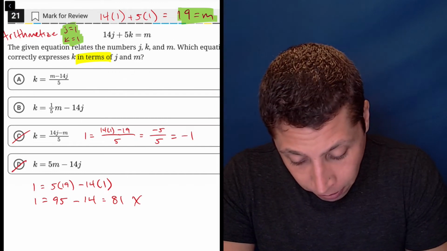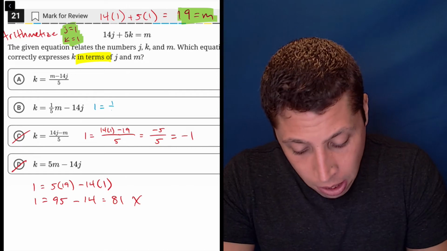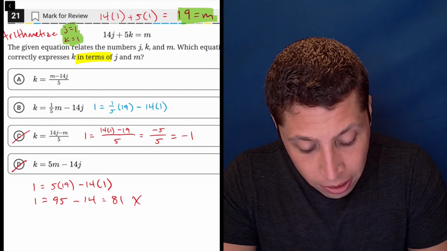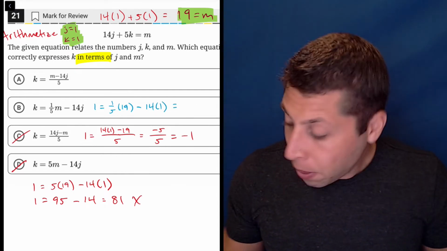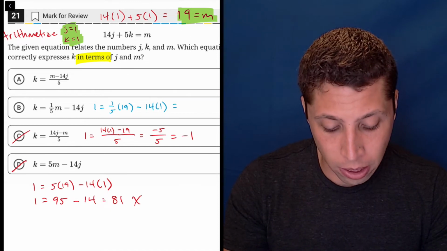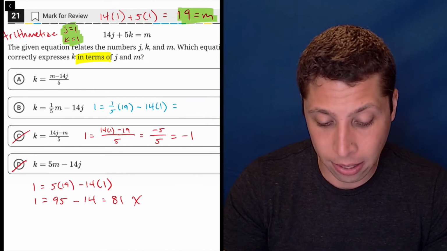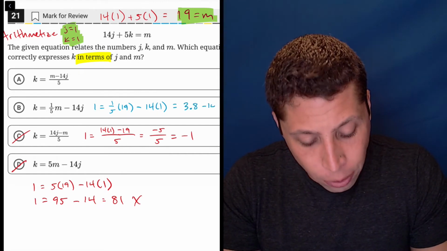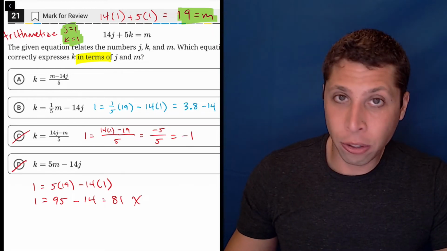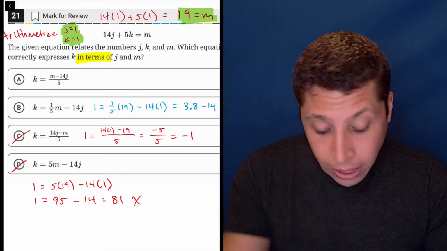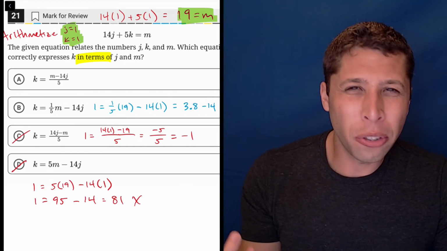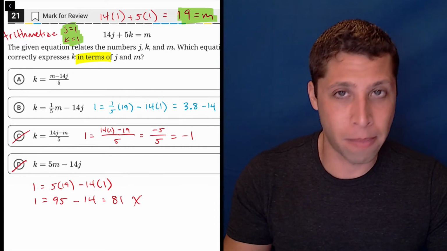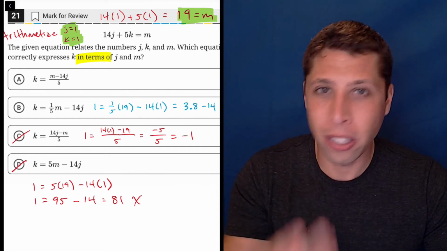Moving on to choice B. Here we'd have 1, right? That's our value for K. 1/5 of 19, that's our M, minus 14 times 1. Now, if you pick up your calculator and you do 1/5 of 19, which is the same as 19 divided by 5, you're going to get a messy number. You're going to get 3.8. And you could probably stop here because the correct value that we want is 1. So we just introduced this weird decimal, and we can see that that's not going to go away, right? We're subtracting 14 from that, so we're not going to kill the decimal. It's just going to linger.